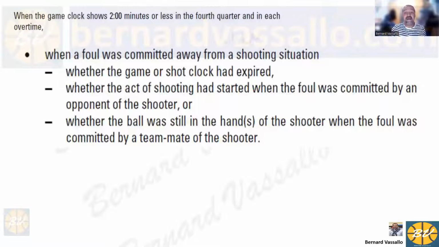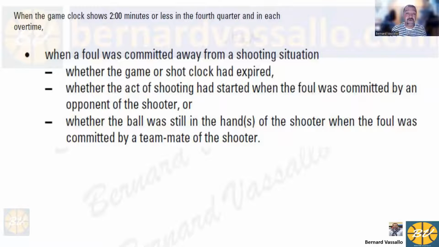Also, in the last 2 minutes of the game, the referees could review the play to check whether there was a foul away from a shooting situation. Therefore, we're talking about instances where somebody is shooting, for example, on the right-hand side of the court, but there is a foul on the other side of the court.